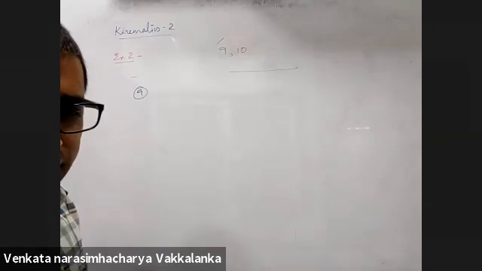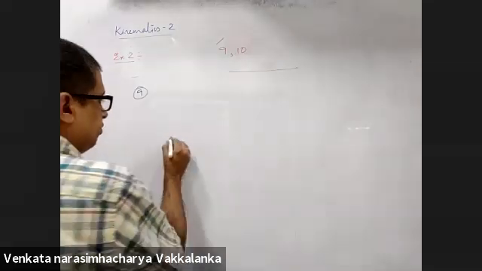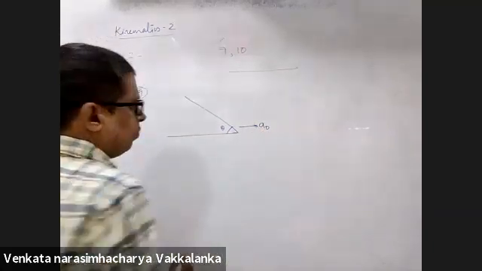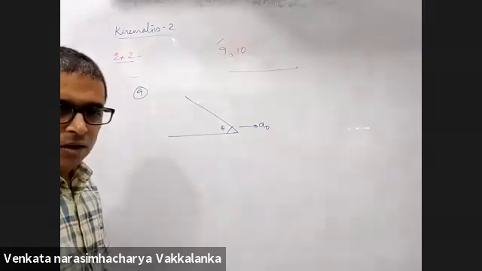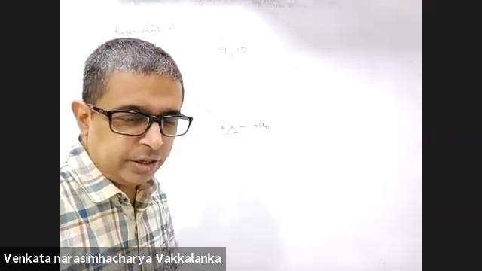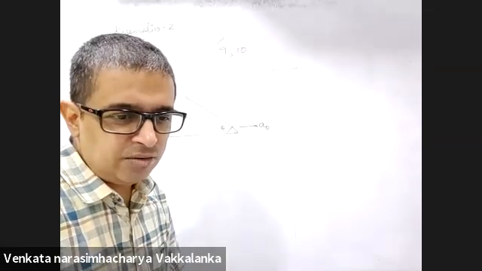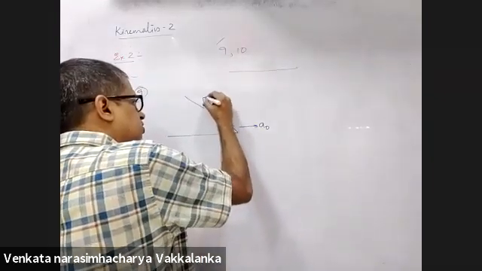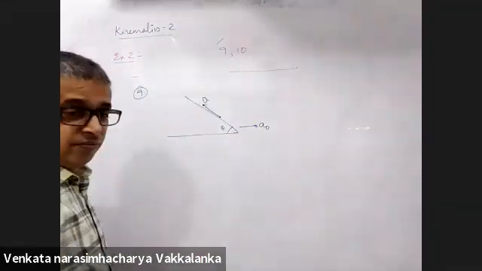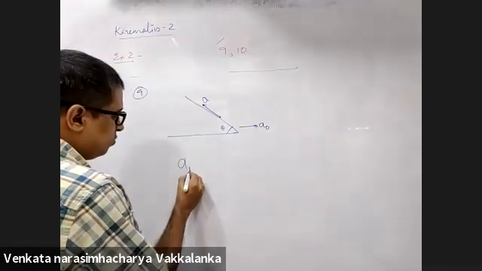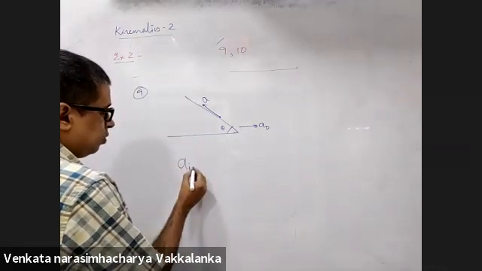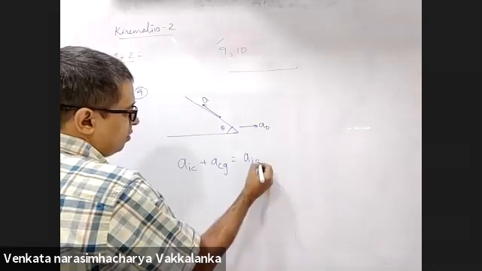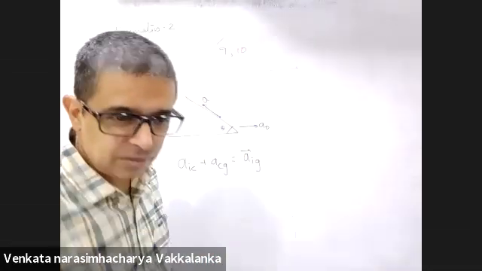A car is moving rectilinearly on a horizontal path with acceleration a naught. A person sitting inside the car observes that an insect is crawling up the screen with an acceleration of a. This is a relative. Acceleration of the insect with respect to the car plus acceleration of the car with respect to the ground is the acceleration of the insect with respect to the ground. What is the question? Why am I solving it?